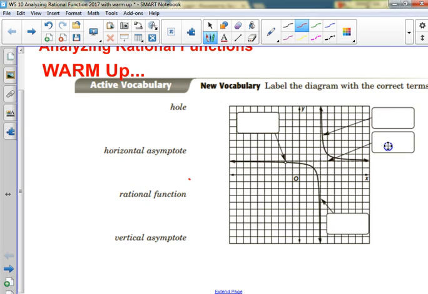I'm kind of questioning what the other two are pointing to. So this one you think is pointing to that? Yeah. So that would be the vertical asymptote, and then this guy's pointing to the actual function. Okay.